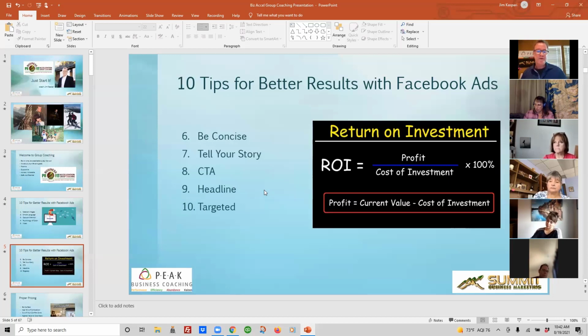The next tip is the headline. So who has heard the stories about newspaper editors? How much time do they spend on the article and how much time do they spend on the headline? And it's about 50-50. You want to grab their attention. You want to build curiosity.